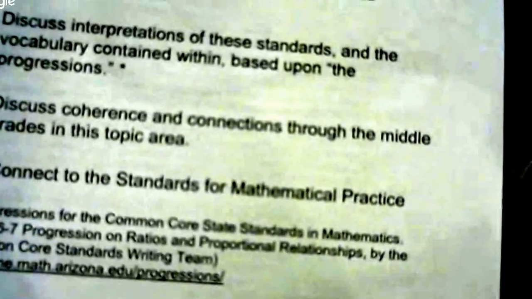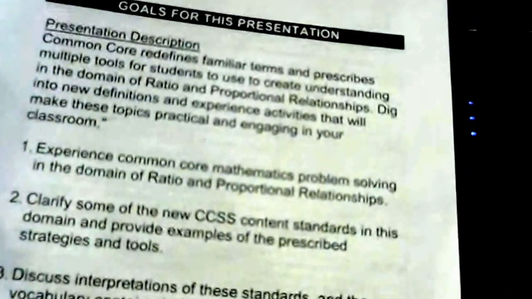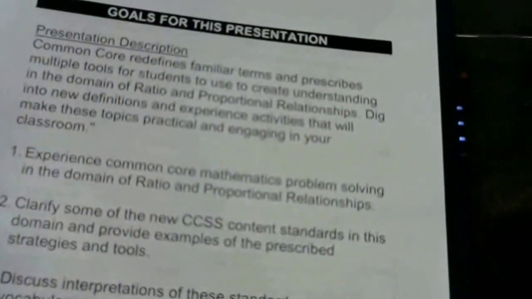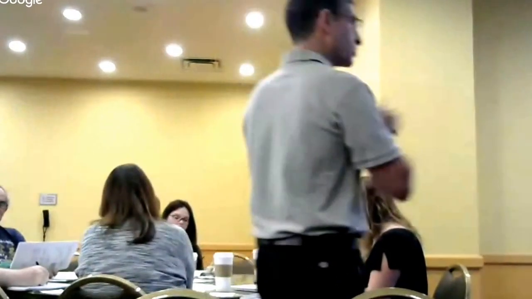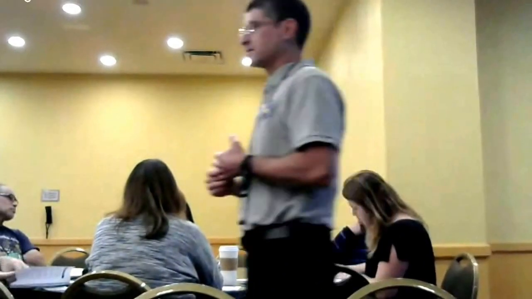So when I say progressions documents, show of hands, who's familiar with them? Progressions documents were written by the founders of Common Core mathematics and sort of laid out how the content standards would eventually come. And I have a citation where you can go back and read them. They're pretty dense, but they provide a ton of good info. It's on the bottom of this page, as a matter of fact. It's the University of Arizona website.